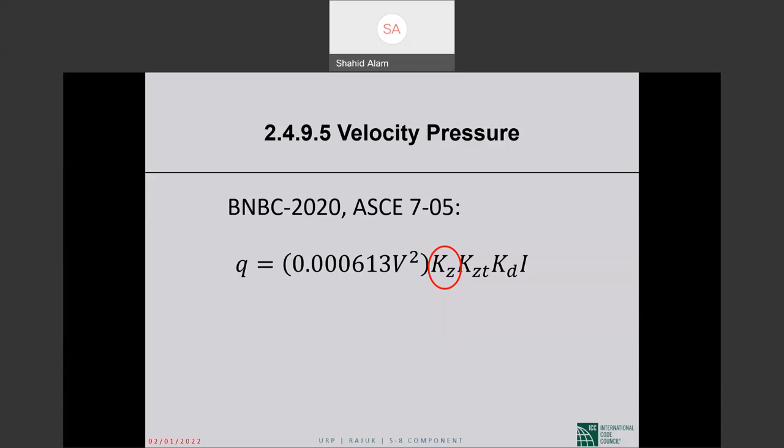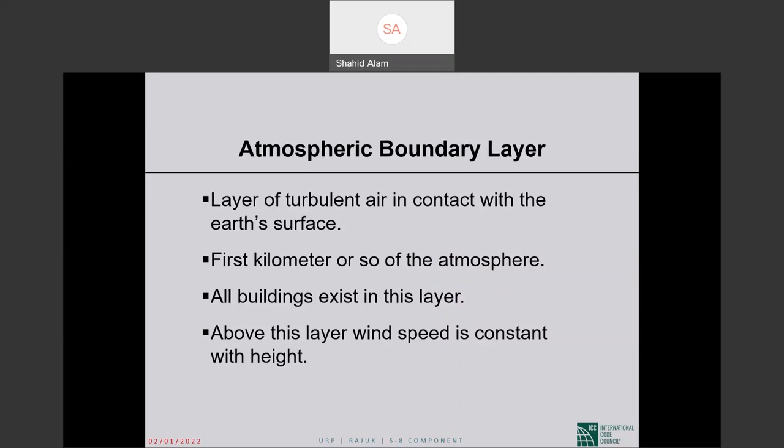Okay, that's where K sub Z comes in. K sub Z takes us from the basic wind speed, which is at 10 meters above ground of exposure B, to wind speed at any height above ground of any exposure. It's the combined height and exposure coefficient. Extremely important. And this is where the boundary layer effects come in.